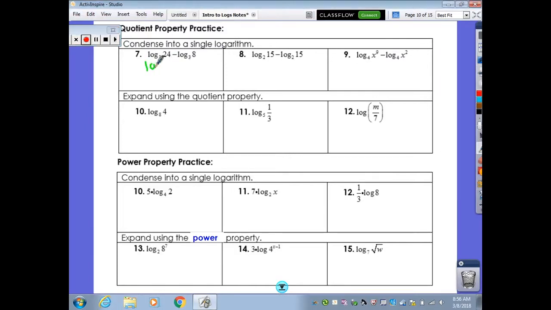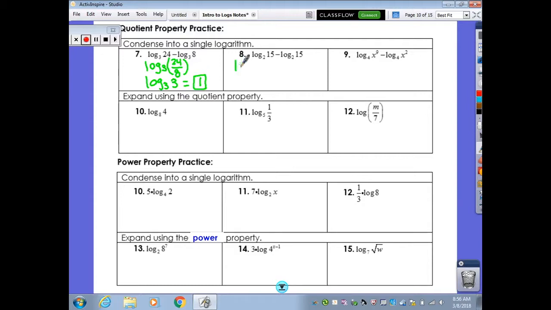So this could become log base 3 of 24 divided by 8, which we know 24 divided by 8 is 3, so log base 3 of 3. And log base 3 of 3, because these are both 3, is going to be equal to 1, which is going to be your final answer.